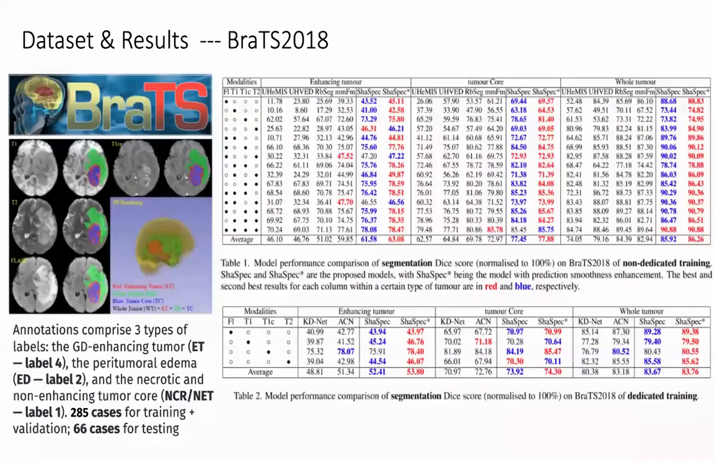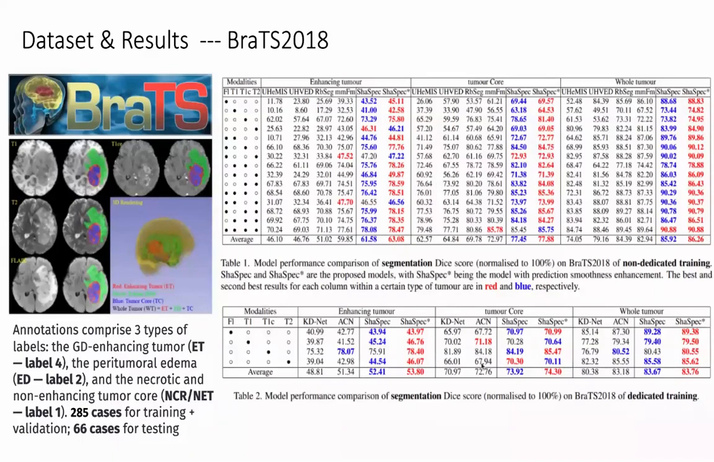From the experimental results point of view, we apply our model on a medical image segmentation dataset and a computer vision classification dataset. For medical images, we applied it on BraTS 2018. Here is the basic information of BraTS 2018. It consists of 3 types of labels, with 285 cases for training and validation together, 166 cases for testing, and it uses online evaluation.